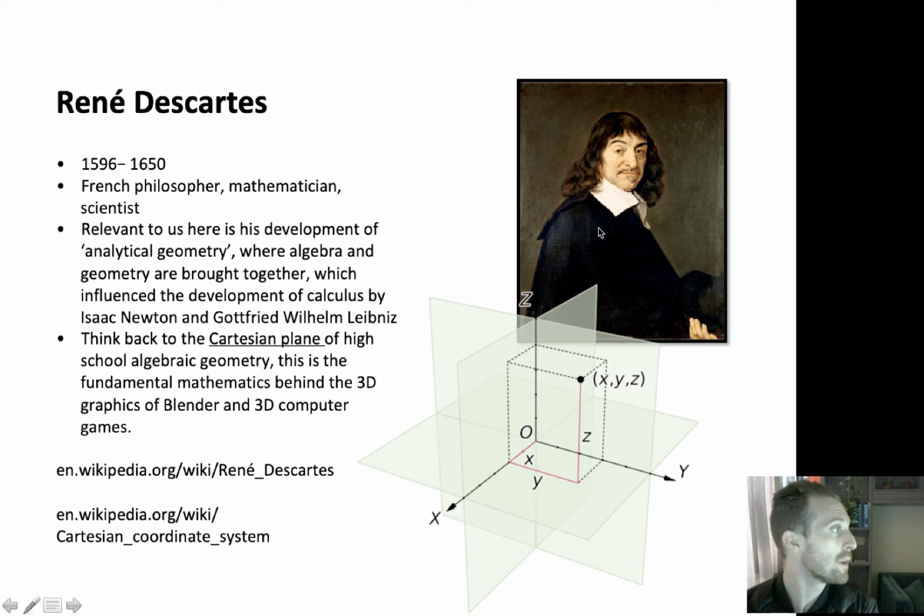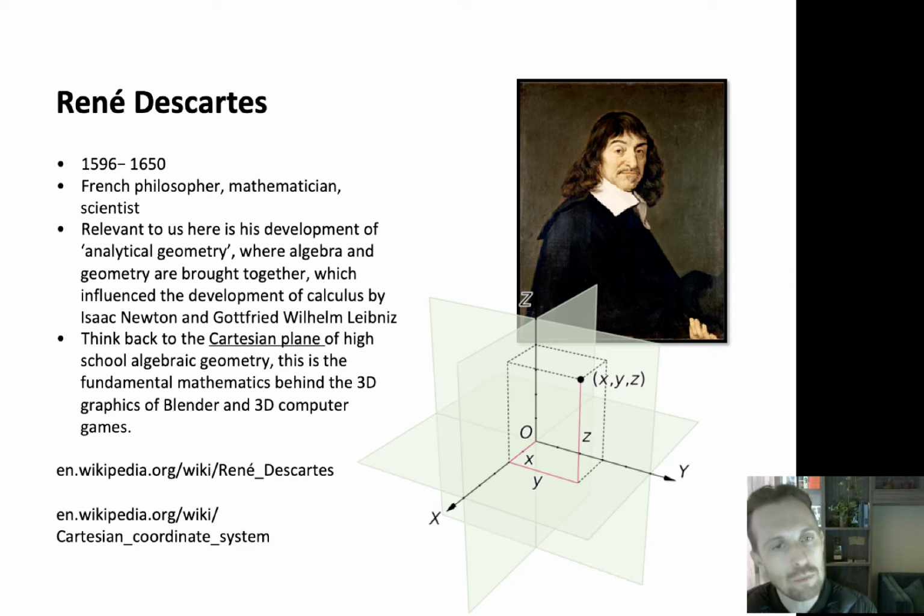The final person I want to introduce is René Descartes. Descartes was a 16th and 17th century French philosopher, mathematician, and scientist. Relevant to us here is Descartes' development of analytical geometry, and this is where algebra and geometry are brought together, which also influenced the development of calculus by Isaac Newton and Gottfried Wilhelm Leibniz.